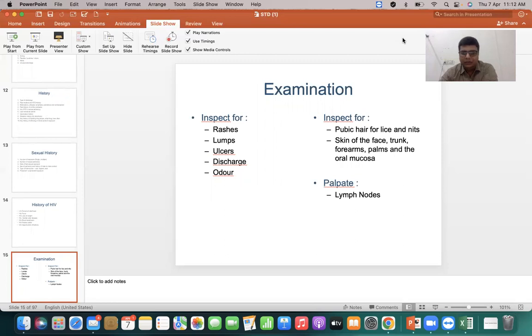So now we go on to the examination. We examine the rash or ulcer. What is the type? Whether it is fragile, whether it is a lump or ulcer or a discharge, or associated with any odor. We will palpate the lymph nodes, whether they are painful or non-painful. We'll inspect the pubic area, whether they have lice or nits. We also examine the skin of the face, trunk, forearm, palms, and oral mucosa, for any ulcer or any rash in those areas.